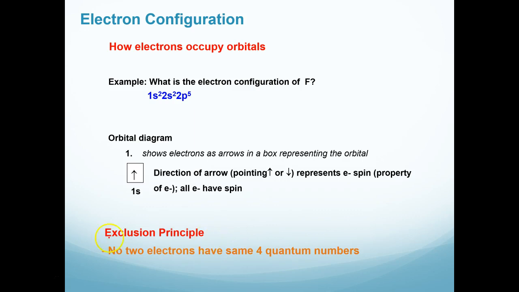And we want to look at the exclusion principle. So this tells us again that no 2 electrons have the same 4 quantum numbers. So that last one, spin, is going to make the difference between 2 electrons, even if they are in the same orbital. And then orbitals can have no more than 2 electrons. And again, they have to have opposite spin.